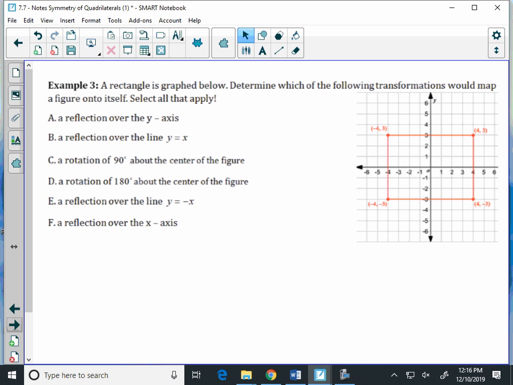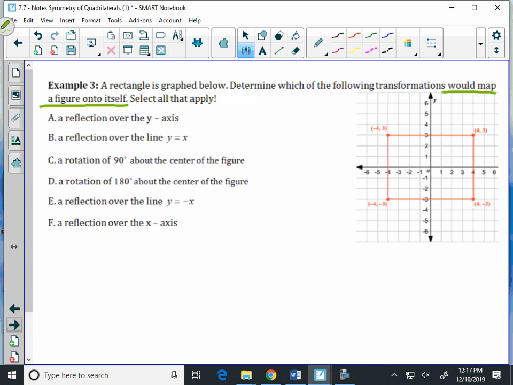We're going to take a look at how this looks in the coordinate plane. So take a look at example 3. It says a rectangle is graphed below. Determine which of the following transformations would map the figure onto itself. Whenever you see directions about mapping a figure onto itself, you're looking for symmetry. When it's talking about reflecting over a line, that's line symmetry. When it's talking about rotating a figure, that's rotational symmetry.